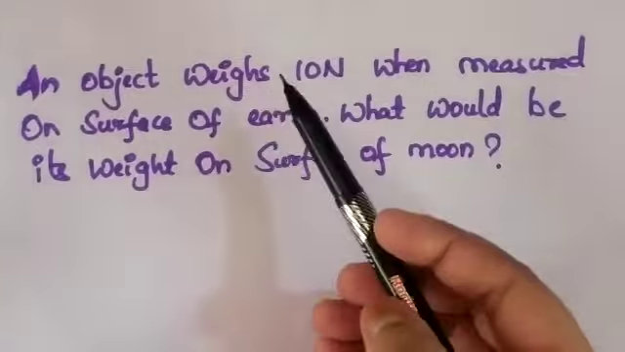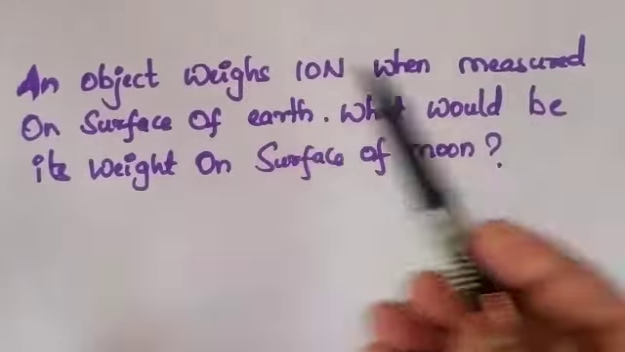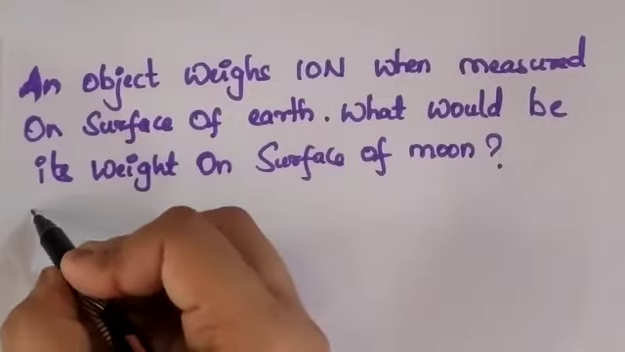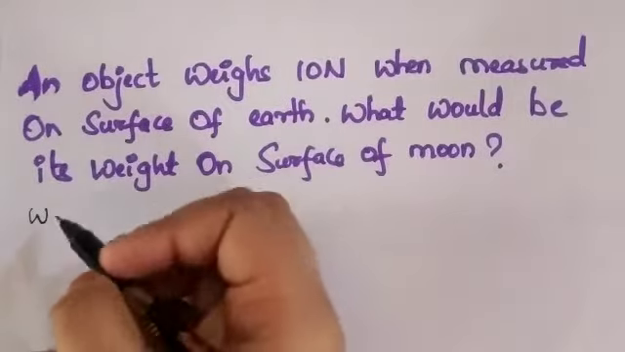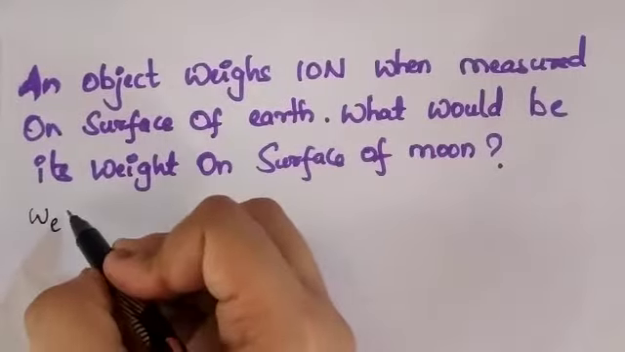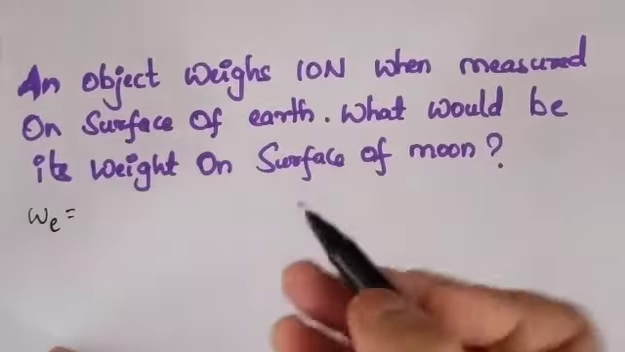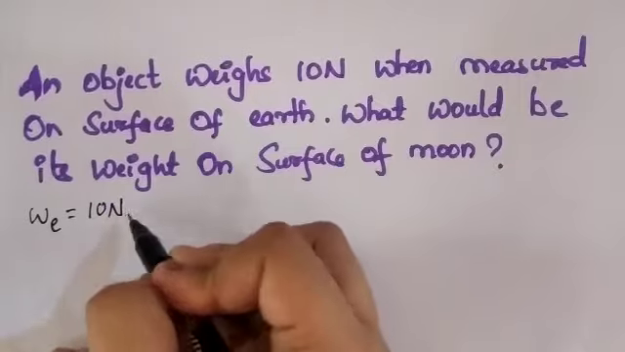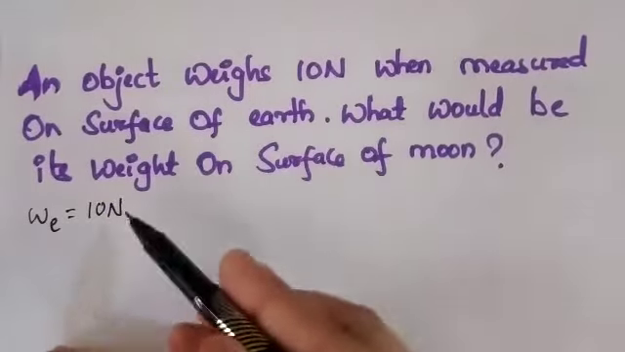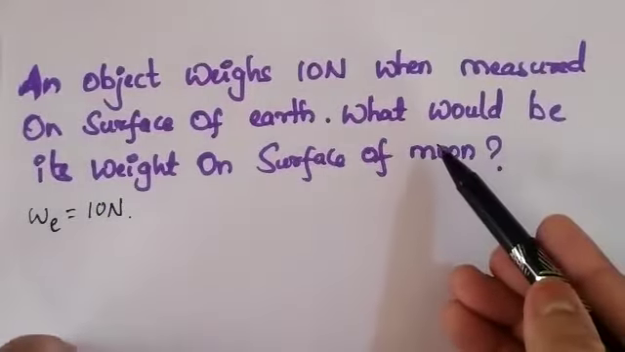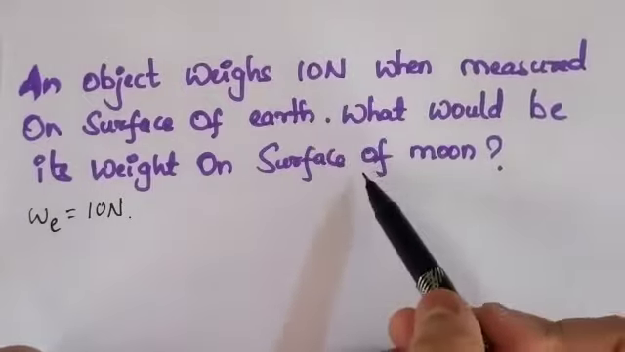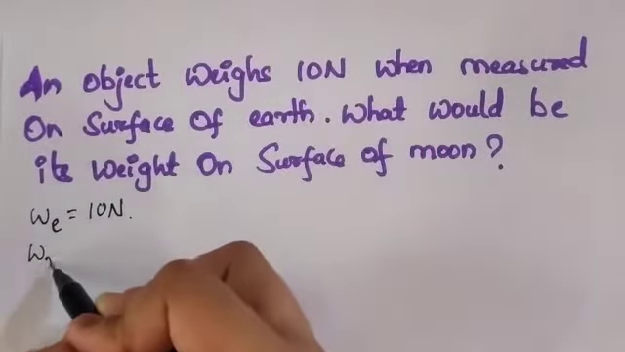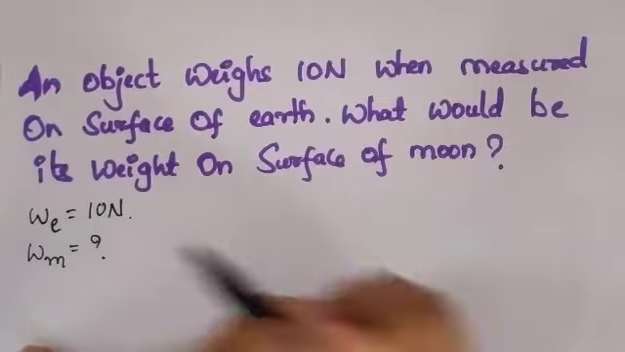An object weighs 10 Newton when measured on the surface of the earth. That means, you consider a stone as an example. The weight of that object on the surface of the earth is We = 10 Newton. What would be its weight on the surface of the moon? Now it is a comparison between the earth and the moon. So we have to find the weight of that object on the moon. That is the question mark.